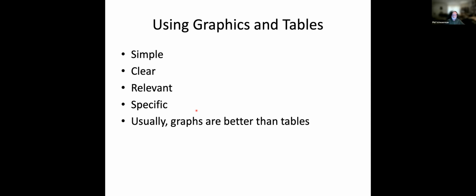Usually graphs are better than tables. This applies to graphs and tables. This applies to slides. This applies to everything in your talk. Simple, clear, relevant, and specific.